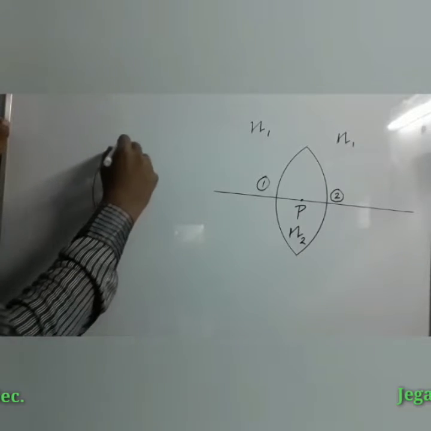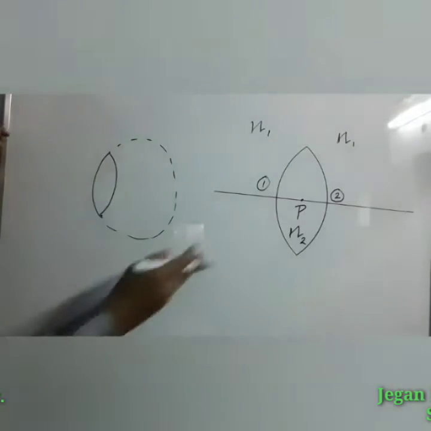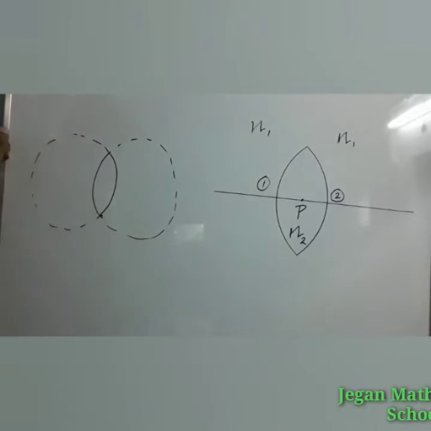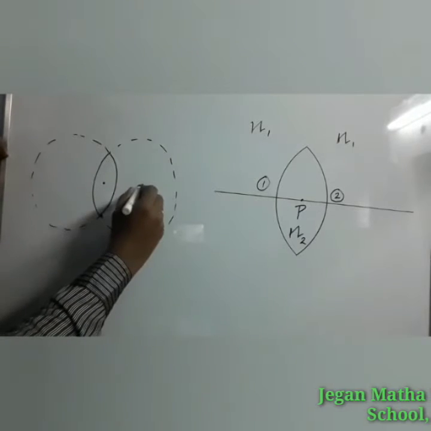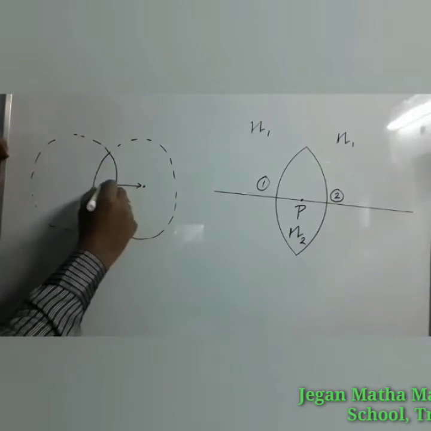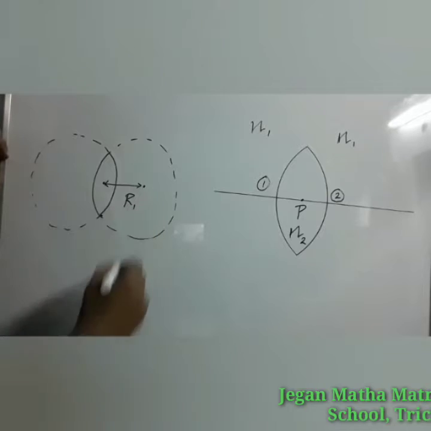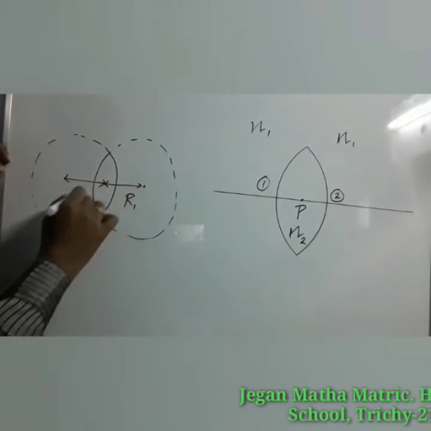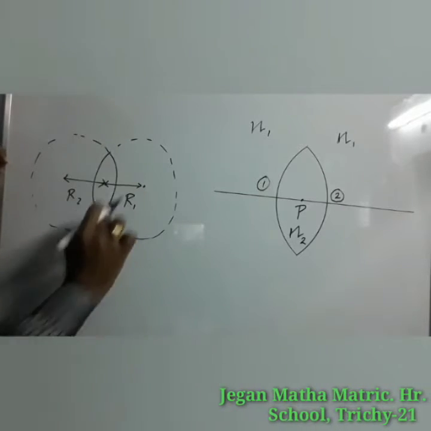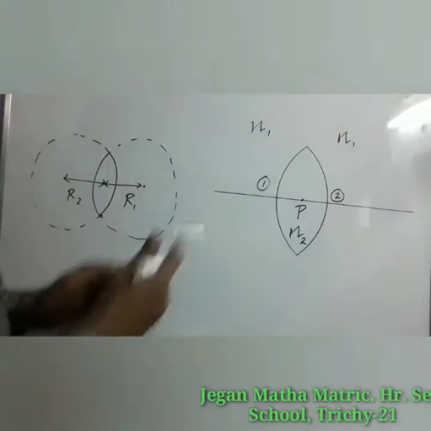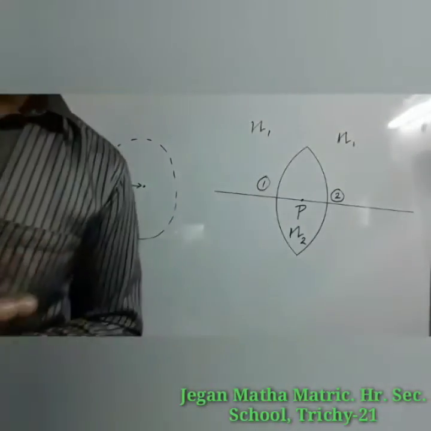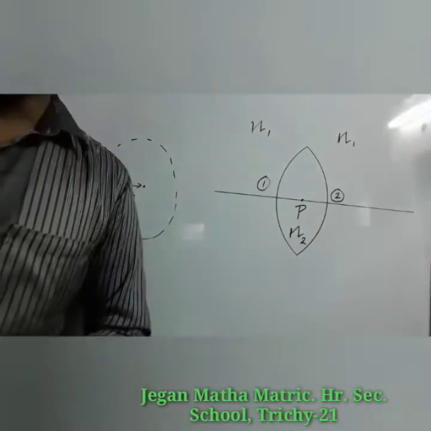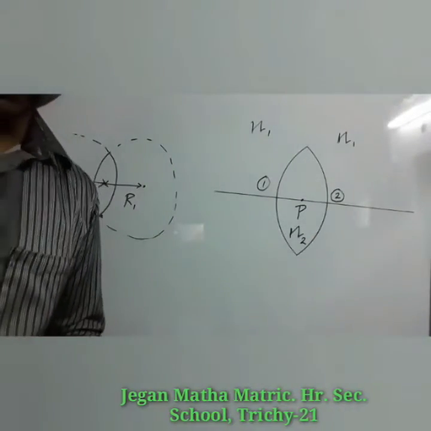This is the first surface. For the first surface, you can draw the sphere on the right side. For the second spherical surface, we can imagine the sphere on this side. It is the radius of curvature for the first spherical surface. At the left side, we get the radius of curvature for the second spherical surface. So keep in mind, there are two radii of curvature for two different spherical surfaces. Here, P is the pole of the given lens.